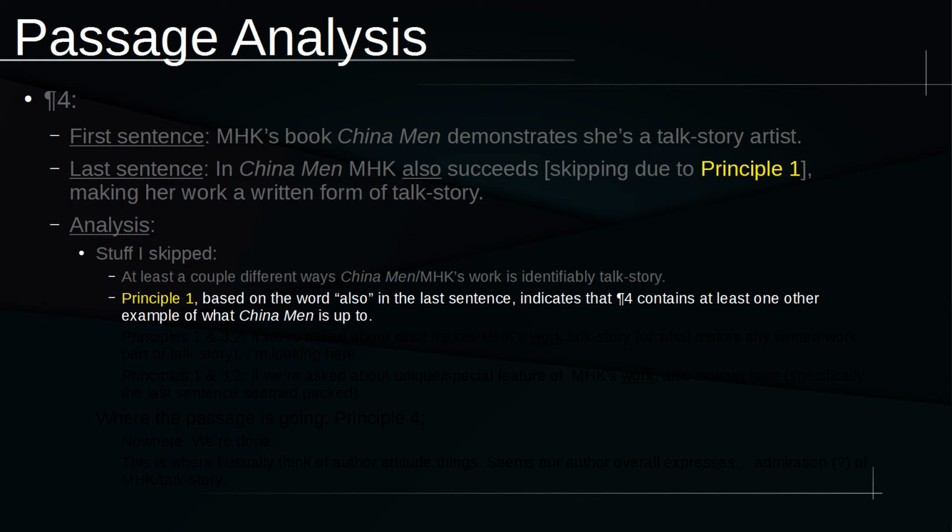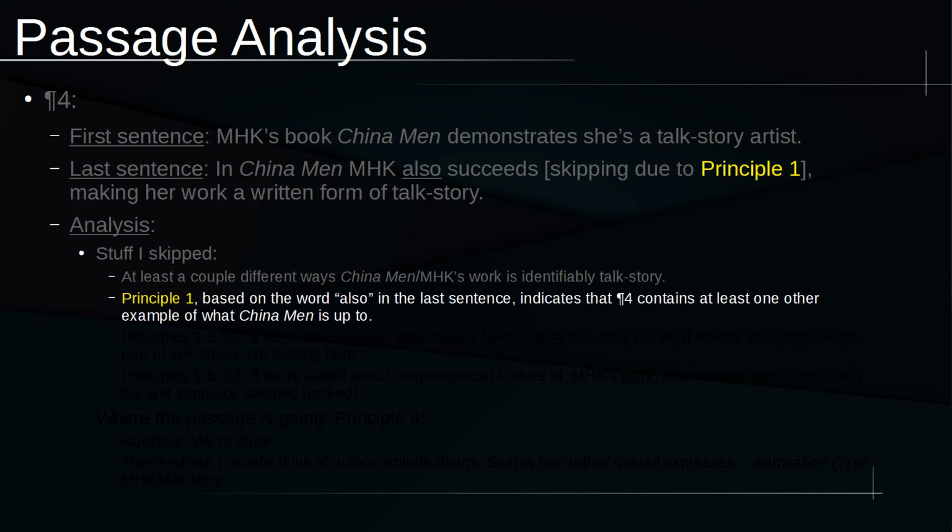It's really based solely on the word "also" in the last sentence, which indicates that paragraph 4 contains at least one other example of what Chinaman is up to. So we hear that Chinaman does all this complementary stuff that I also didn't read specifically, but we know where it is. It's at the closing of the last sentence.